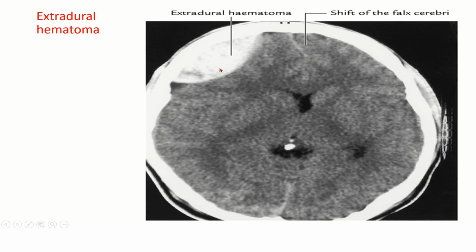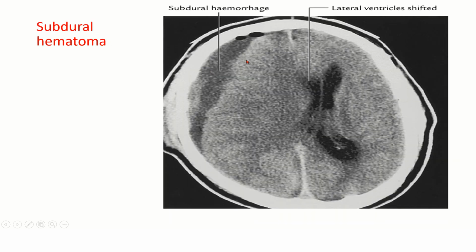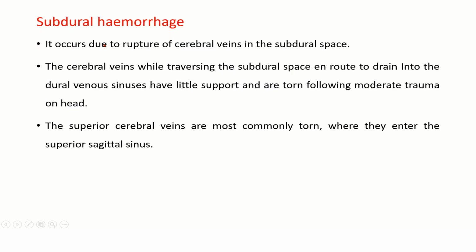You can see this is the extradural hematoma. You can see this is the subdural hematoma. You can see the shift in the lateral ventricle. Subdural hemorrhage occurs due to rupture of cerebral veins in the subdural space. The cerebral veins, while traversing the subdural space en route to drain into the dural venous sinuses, have little support and are torn following moderate trauma on the head.